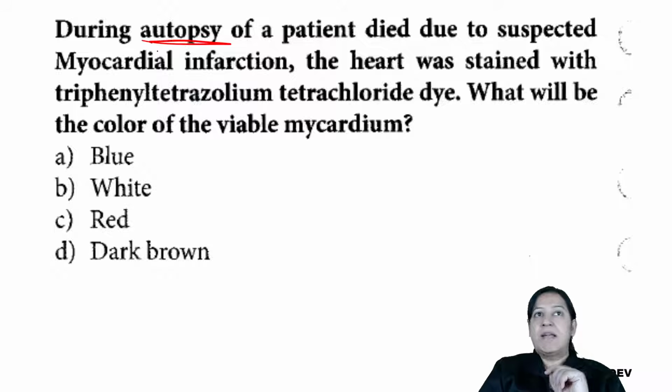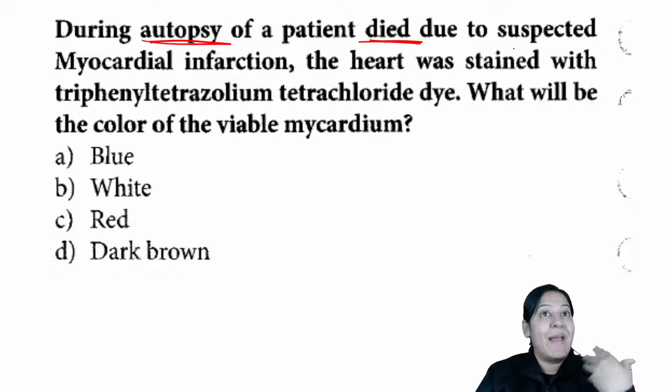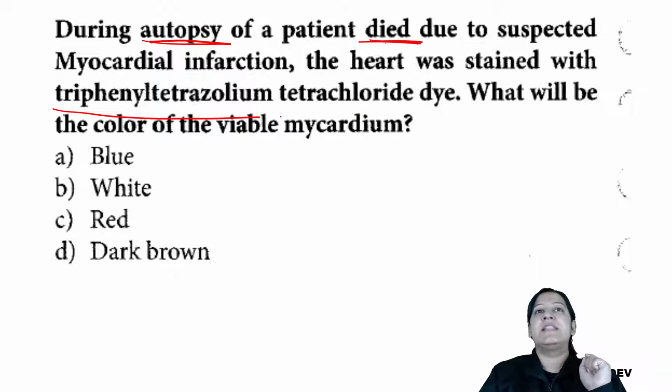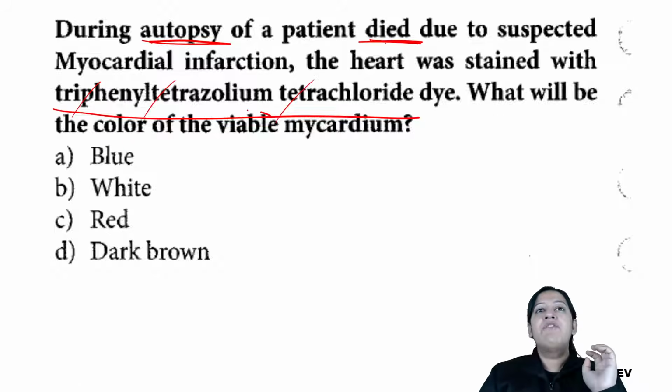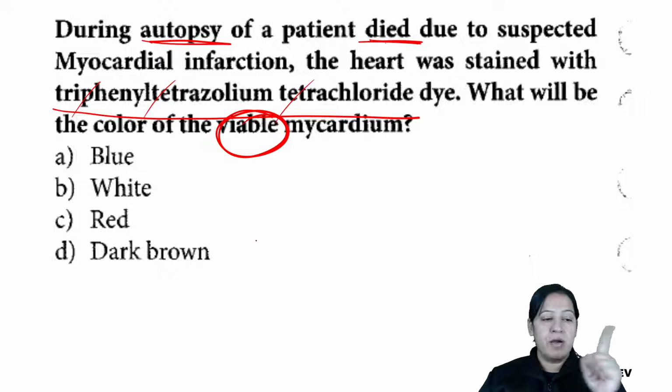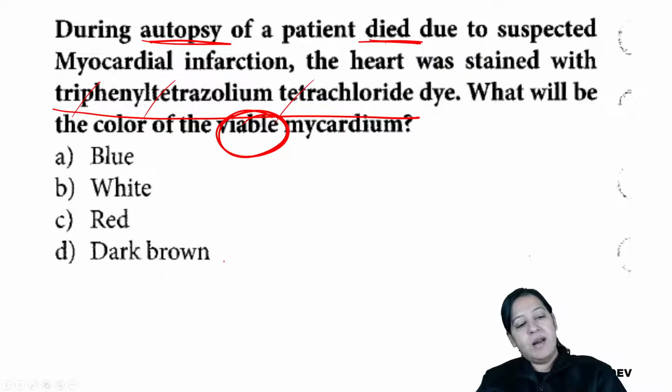During autopsy, that is postmortem, of a patient who died due to suspected MI. Of course, we do autopsy of a dead person. So of a person dead due to suspected MI, I am doing the autopsy. The heart is stained with TTC, triphenyl tetrazolium chloride. So with this dye, I have stained the heart. What is the color of viable myocardium? I'm not asking dead. I'm asking viable. What is the color of the viable? Please write in the chat box.